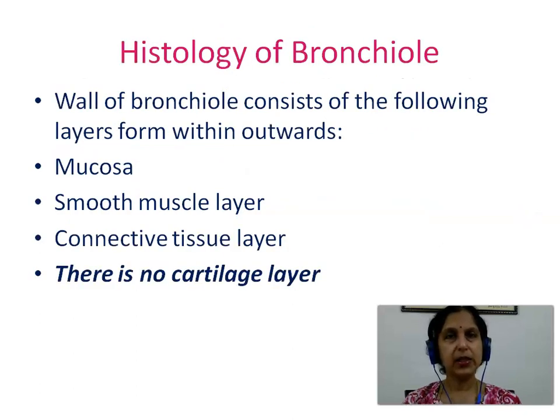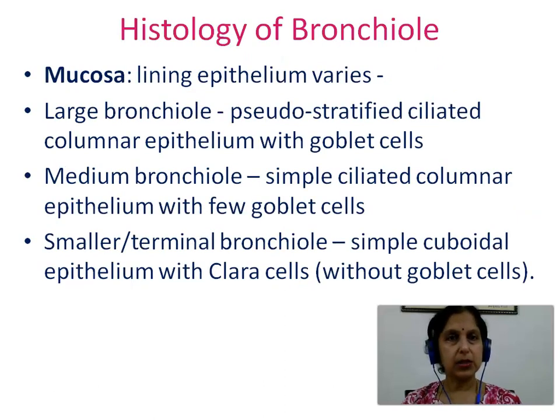Now we see the histology of the bronchiole. The wall of the bronchiole consists of the following layers from within outwards. Only three layers here: mucosa, smooth muscle layer, and connective tissue layer. There is no cartilage layer seen here. Mucosa. The lining epithelium of the mucosa varies as we go from a large size bronchiole down to a terminal bronchiole.